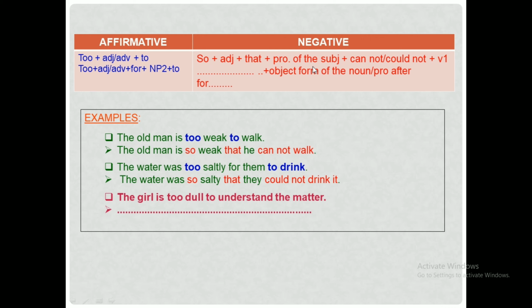For this, we have to write a subject, then cannot or could not, plus verb 1, the base form of the verb. Let me explain the example. The old man is too weak to walk.